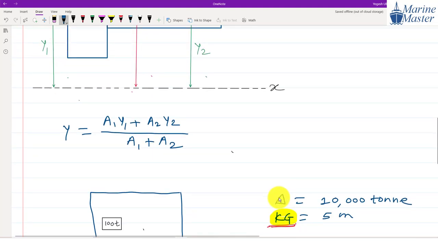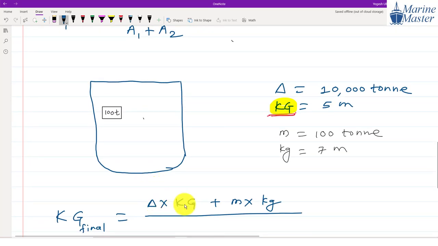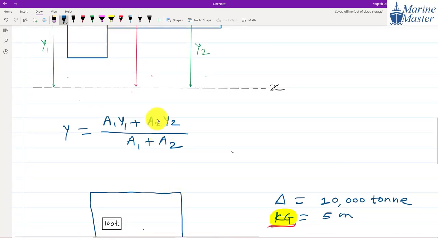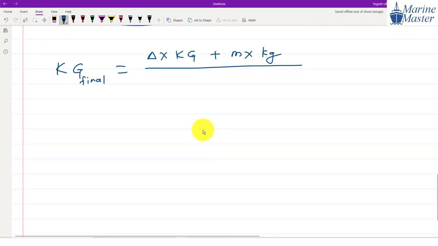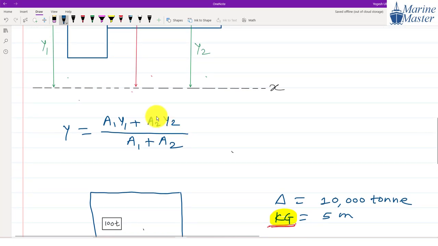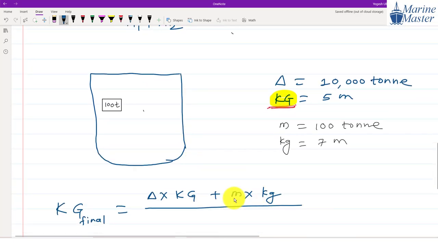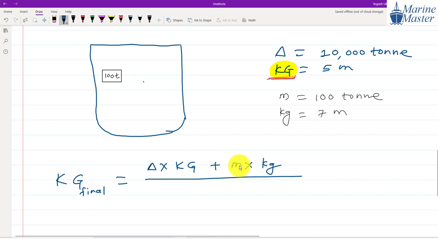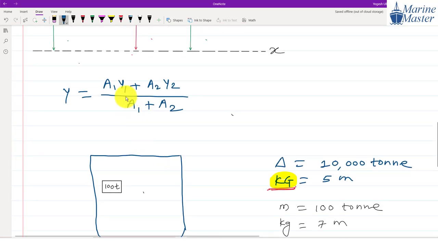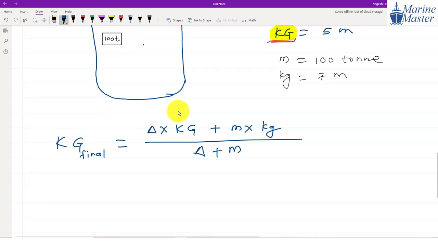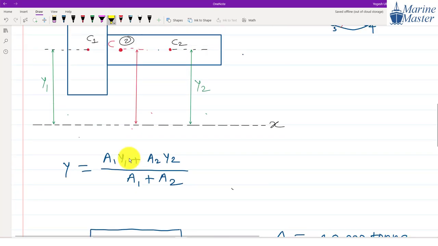Just compare this relation with this relation, guys. Instead of area 1, the initial displacement. Instead of A2, here we have the mass added. And divided by what? Delta plus m. And delta plus m means A1 plus A2. And in this way we will get the final kg. So see how to get a centroid of anything.